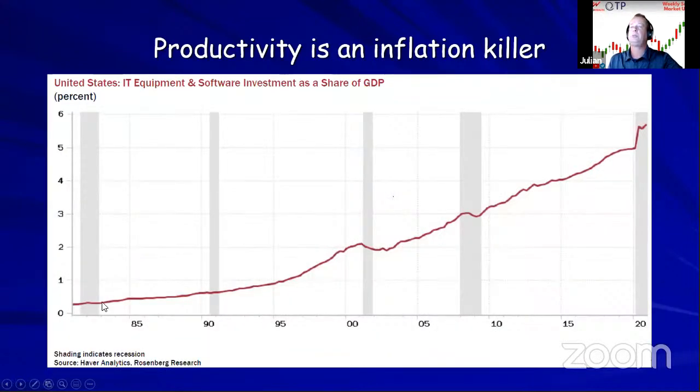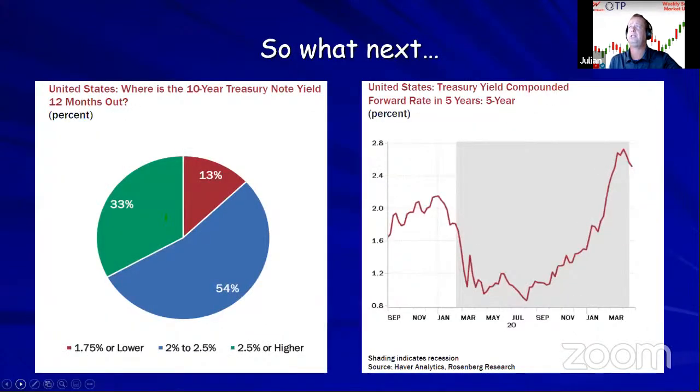And just to prove the point, this is the corporate spending on IT as a share of GDP. People are trying to do their level best to cut humans out of the equation here. And in cutting humans out of the equation, what do you do? Well, you improve productivity. What does that do? It doesn't mean there's any inflation.